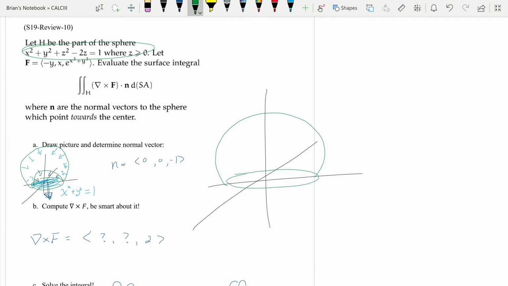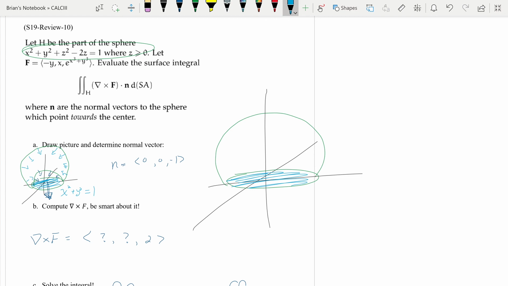We see a really easy surface to use for Stokes theorem, because Stokes theorem is all about surfaces. As we have a surface, we can solve this 3D integral with just a 2D integral. So we care about this surface right here, and the only thing we need to do Stokes theorem is the normal vector.